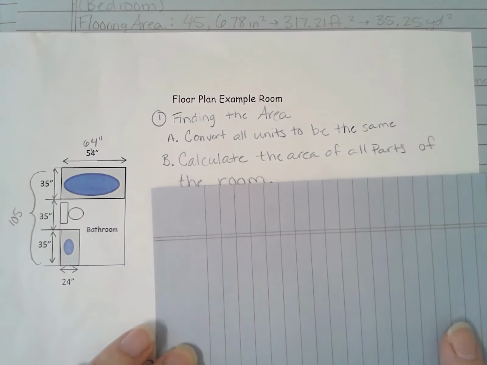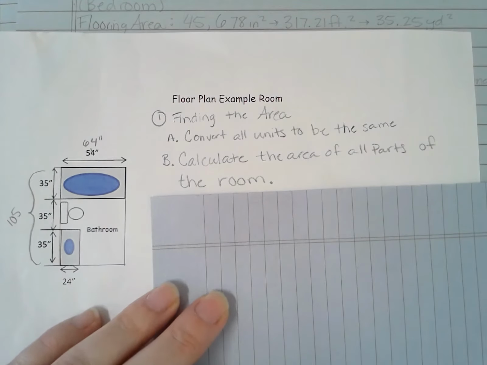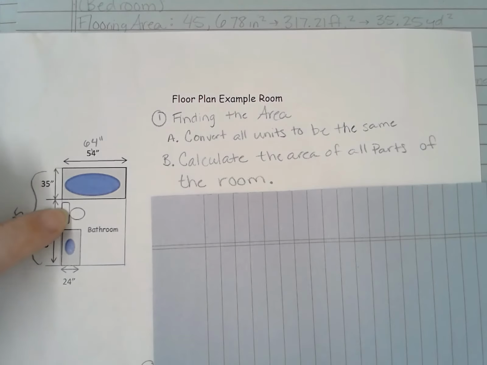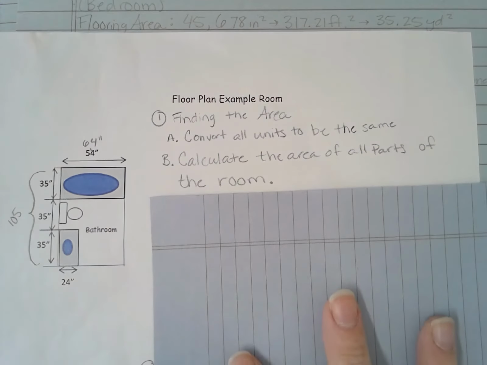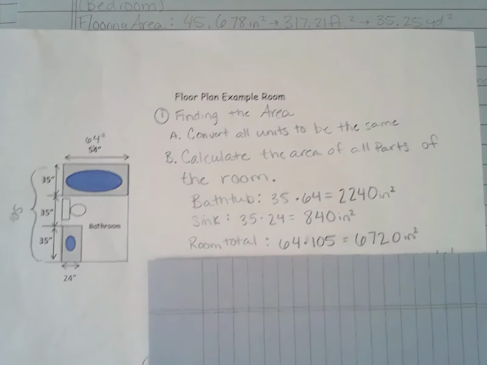Next part is to calculate the area of all the different parts of the room. So I have the total room, I have the bathtub, I have the toilet, and I have the sink. Now the toilet doesn't matter in this because you floor underneath the toilet. You just cut out the little corners of the tiles to make it work. So I needed to find the bathtub, the sink, and the room total.